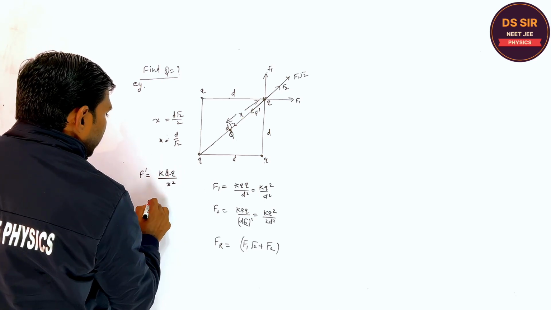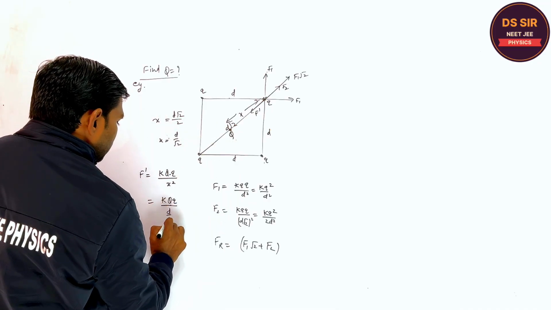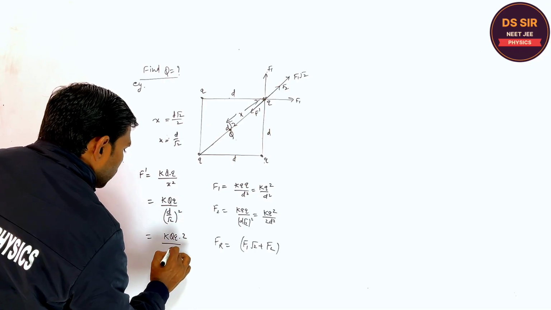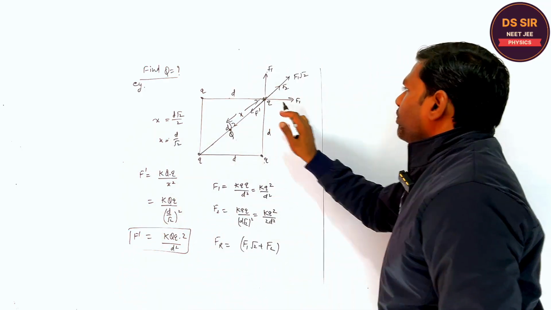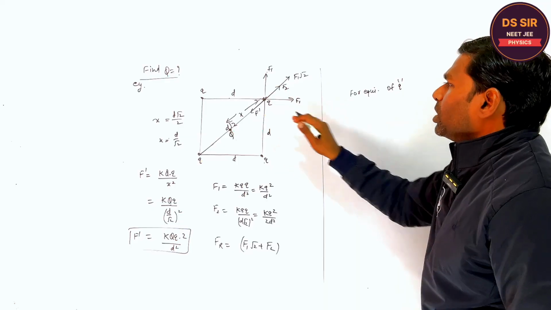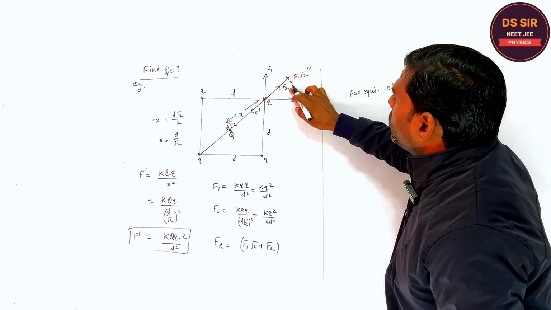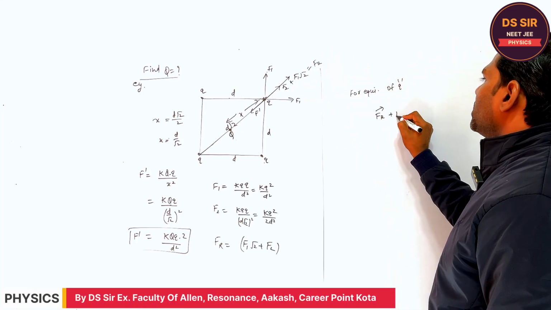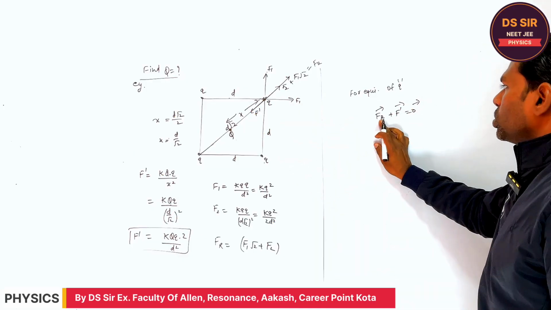KQQ upon x square, and what is the value of x? D upon root 2, so this is 2 upon d square. Is it clear or not? Clear. So for equilibrium of Q, what is the resultant force? Root 2 F, plus F2. You may write the Fr vector plus F dash vector must be 0, right?